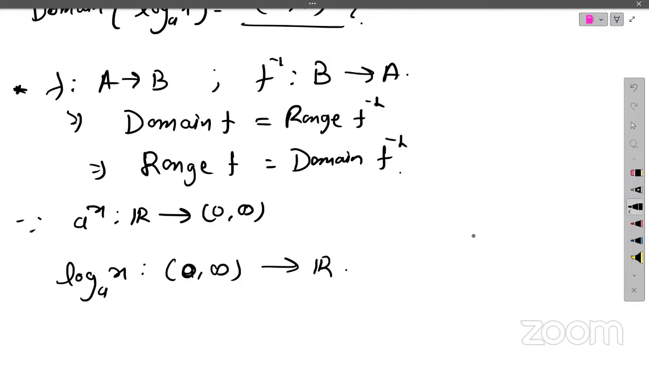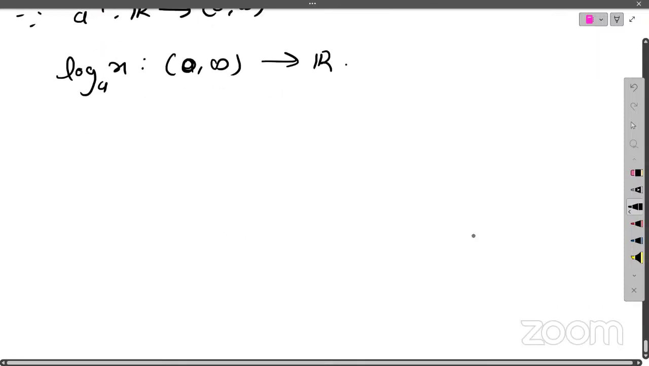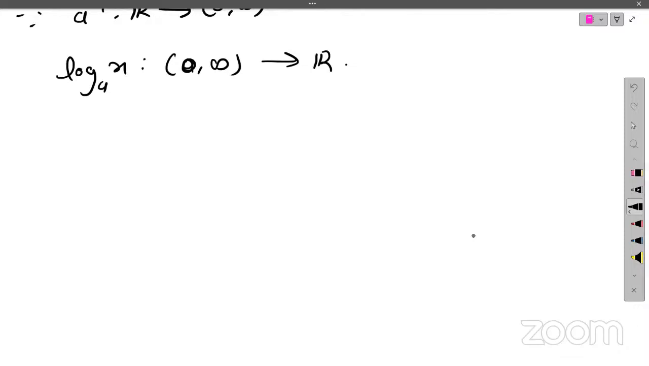Just using this fact only. Since f is a function from A to B, its inverse will be a function from B to A. So now how can we calculate the graph of log x? As we know, if we have a graph of f and we want to find the graph of f inverse, we just have to take the mirror image about the line y equals x.